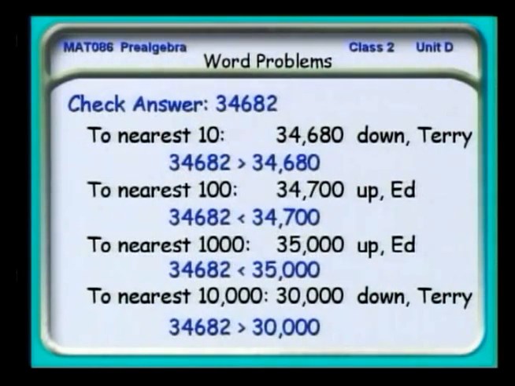To check my answer, all I need to do is compare the original number to my rounded numbers to see if, in fact, the rounded number is less, which means that was something Terry did, or the rounded number was greater, which was something that Ed did. So I see by the comparisons that my solution is the correct one.